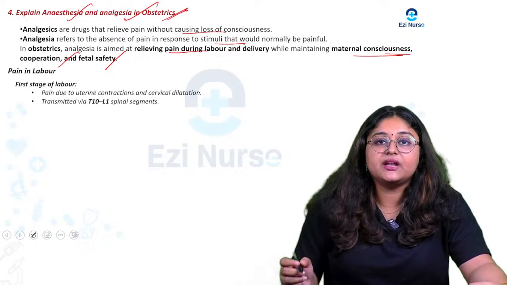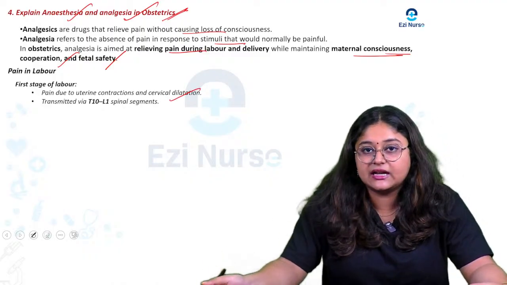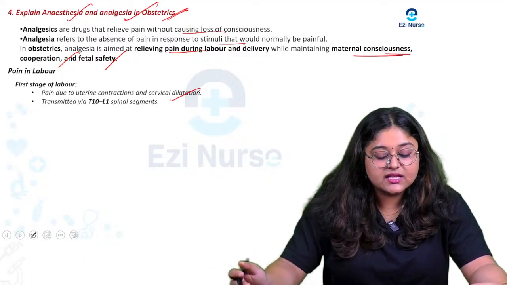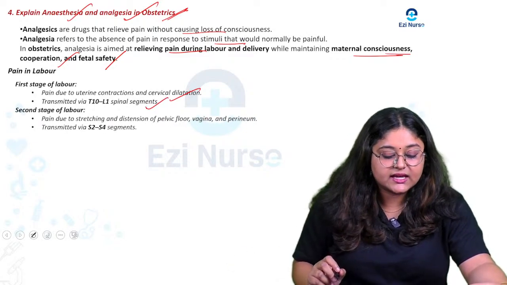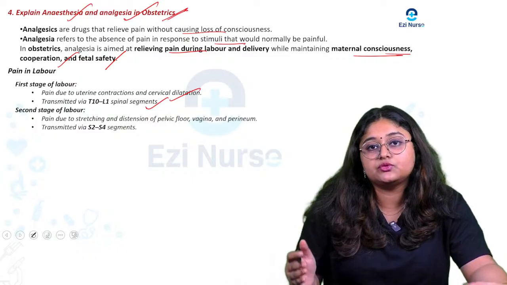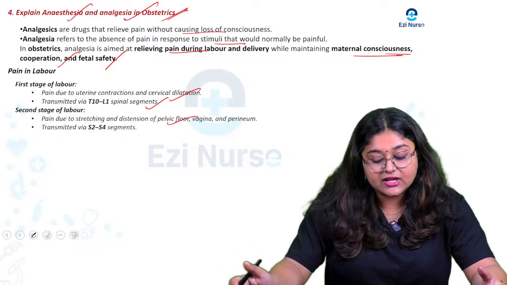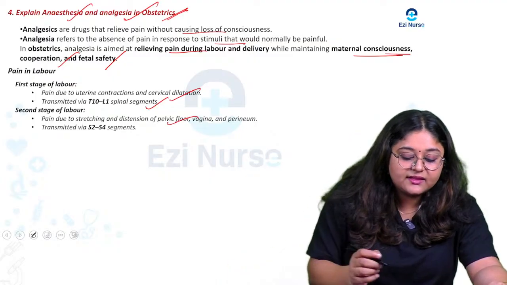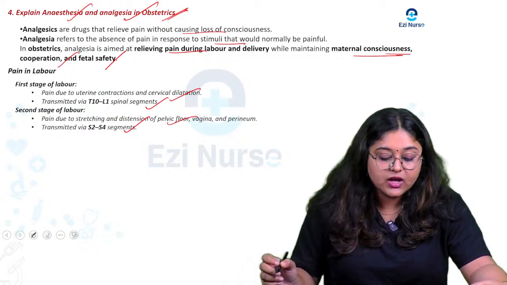So pain in labor: in the first stage of labor, pain is due to uterine contraction and cervical dilatation, as you can see. It is transmitted via T10 to lumbar 1 spinal segments. In the second stage of labor, the pain is due to stretching of the vulva and distension of the pelvic floor, vagina as well as the perineum. At that time, the pain is transmitted via the S2 to S4 segments.